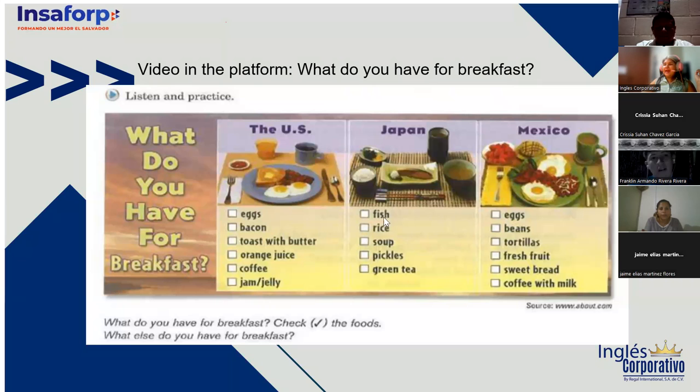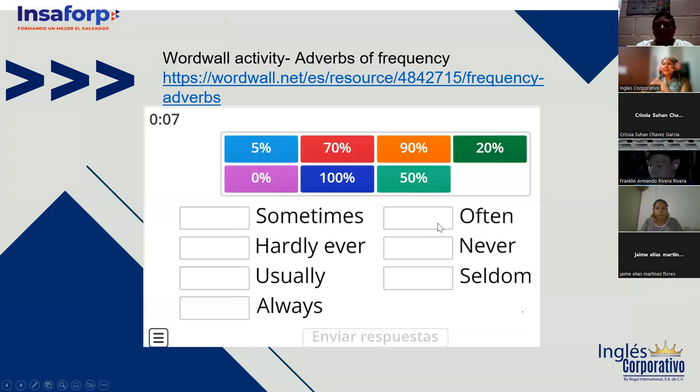Or in Japan, they have fish, rice, soup, pickles, and green tea. Do you know what is pickles? Pepinillo. Okay, good. In Mexico, they eat similar food that we eat, right? Eggs, beans, tortillas, fresh fruit, sweet bread, coffee with milk. Okay. Good.